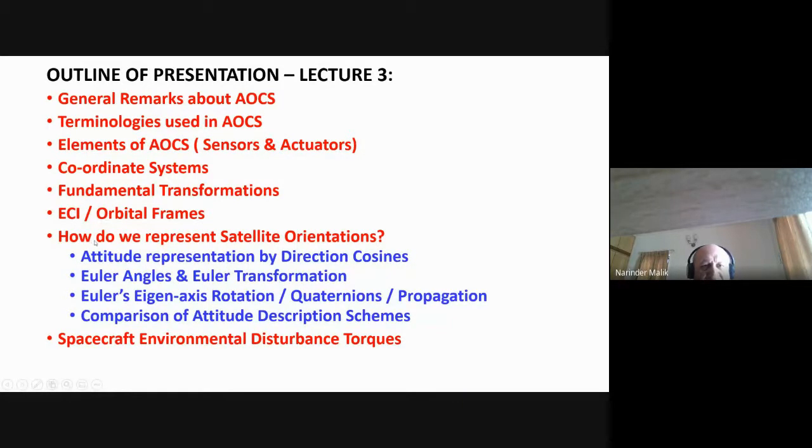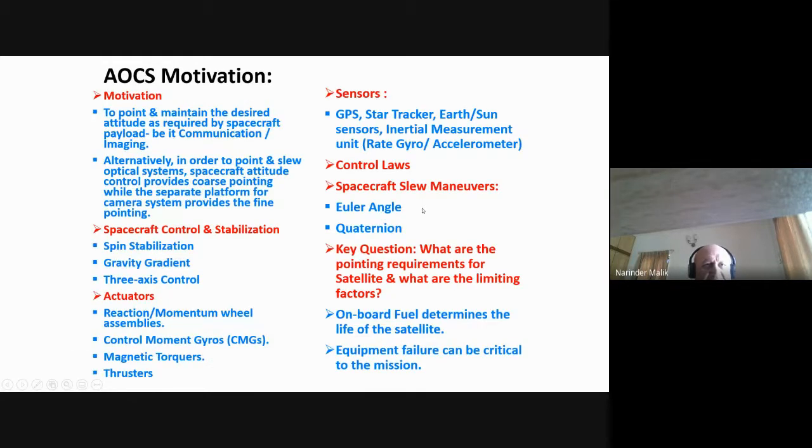How do we represent satellite orientations? There are a few methods like directional cosines, Euler angles and Euler transformation, Euler's eigenaxis rotation, quaternion propagation, and their comparison. And I will also be touching upon today spacecraft environmental disturbance torques. Okay, just briefly to touch upon what is the motivation for AOCS.